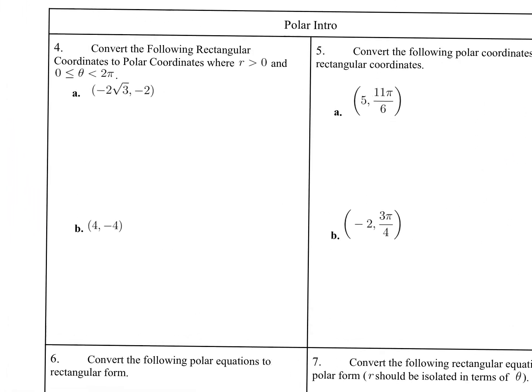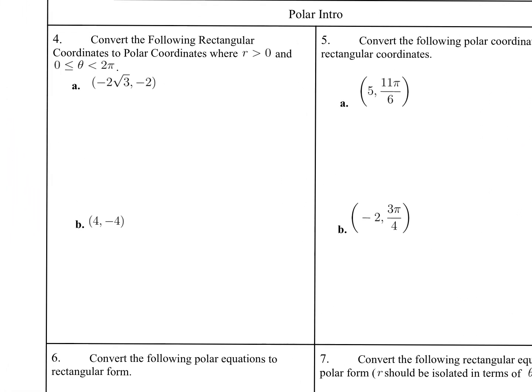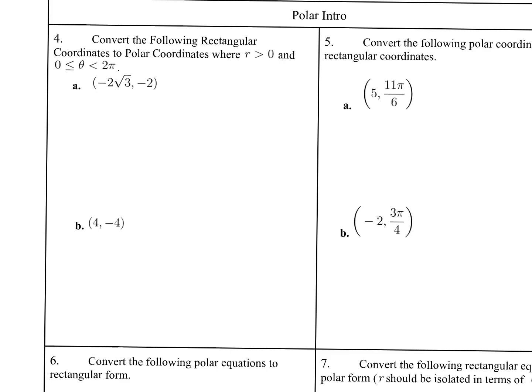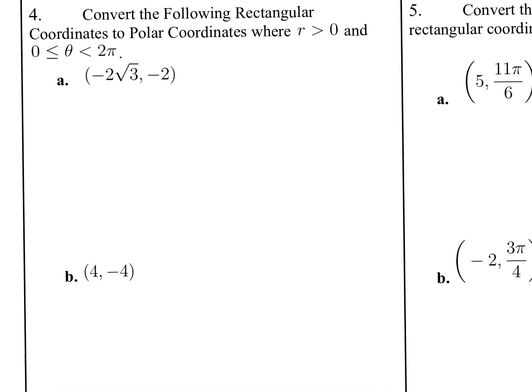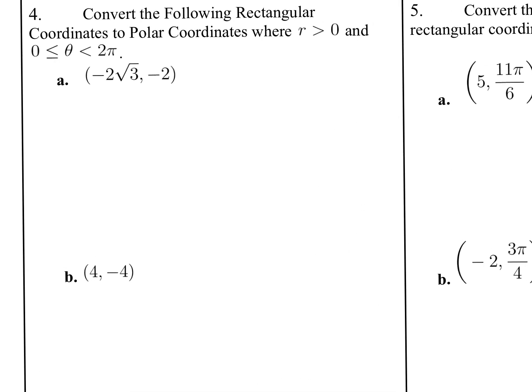Convert the following rectangular coordinates to polar coordinates. Alrighty. So if I have this triangle, this is theta, this is r, this is x, this is y. This is r, and this is theta.